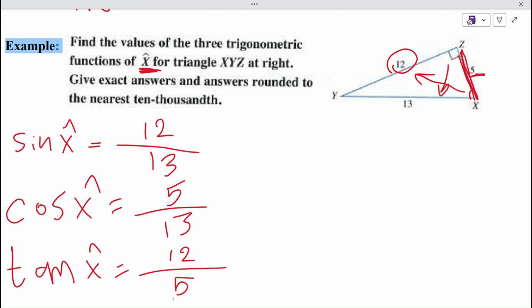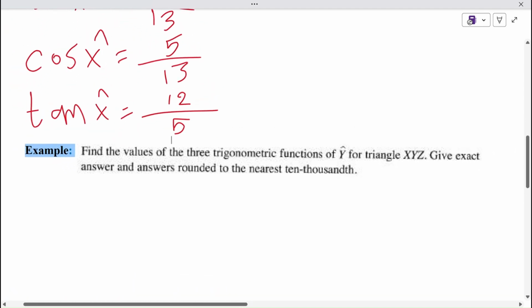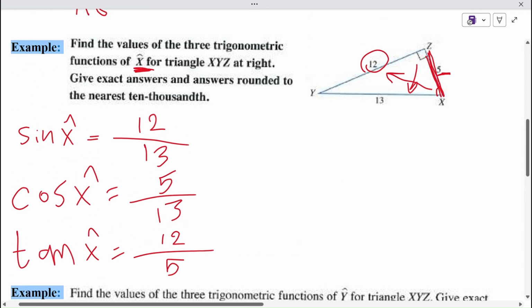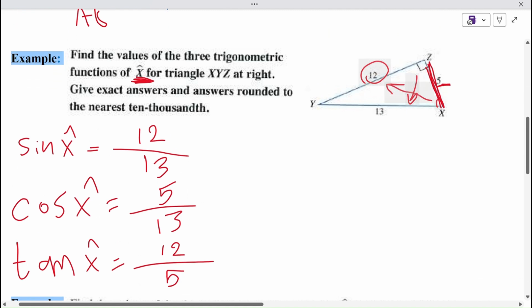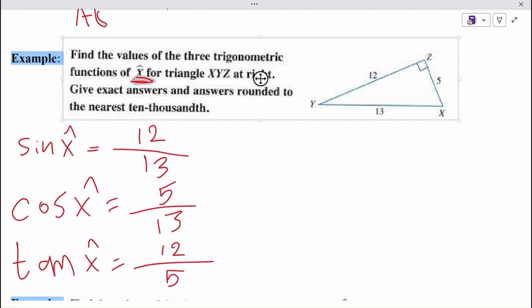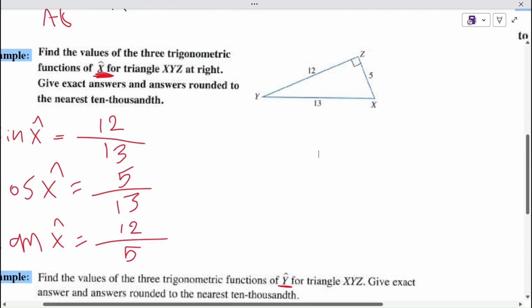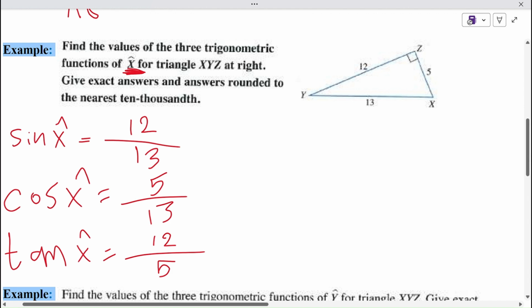Let's solve this. Find the values of the three trigonometric functions of y. Guys, in the previous example it said of x, but in this example it says of y. Look here, of y. It means the same triangle, this triangle. Okay, let's find the values of the trigonometric functions of y. So, where's y? The angle y is here.